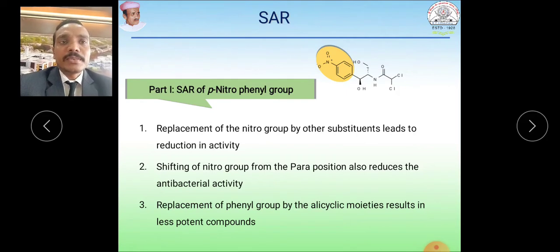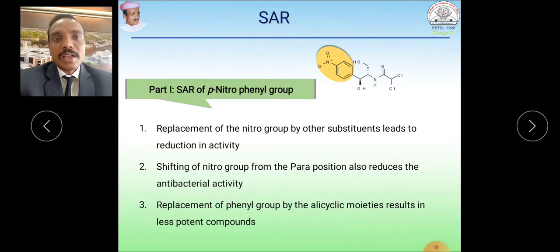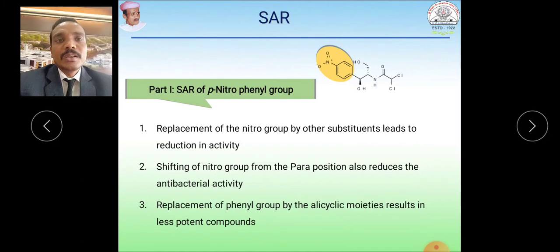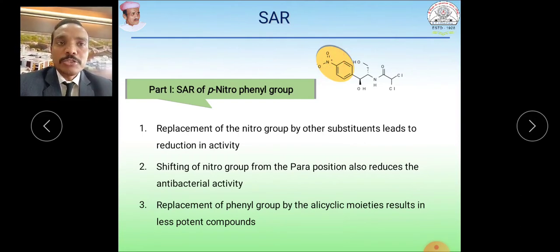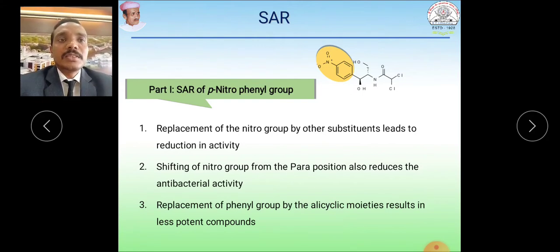So first of all, we'll discuss this. The replacement of the nitro group by any other substituents leads to reduction in activity. So the presence of this nitro group is important. Can we shift this nitro group from the para position to any other? The shifting of the nitro group from the para position also reduces the activity. This is about the nitro group.